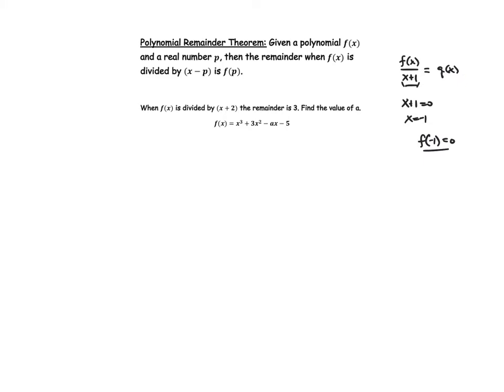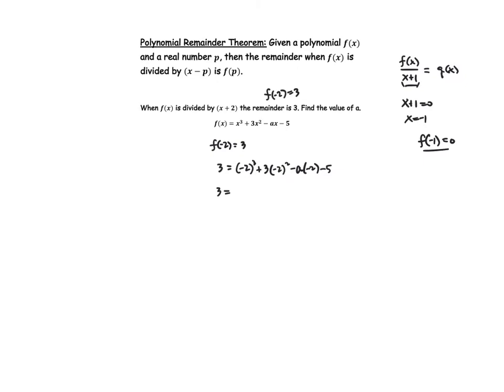Okay, so this example says when f of x is divided by x plus 2, the remainder is 3. What that tells me is that f of negative 2 is equal to positive 3. It says find the value of a. Well, I know that f at negative 2 is equal to positive 3. Thus, I can say that 3 is equal to negative 2 cubed plus 3 times negative 2 squared minus a times negative 2 minus 5. And look at that, now my only variable is a.